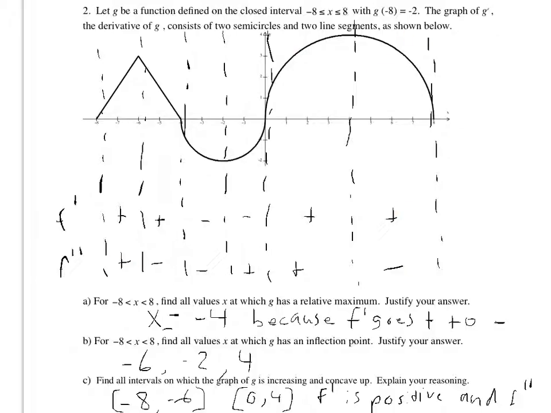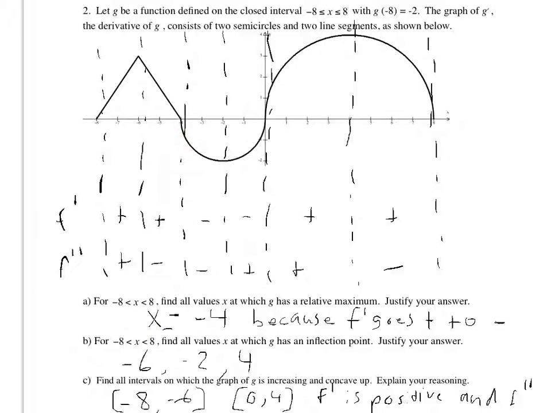This one, I looked at the slopes again: positive, negative, negative, positive, positive again, and then back down to negative as it curves down. So the first problem asks to find all the values of x at which g has a relative maximum. Basically, I'm looking at f prime to see where it goes from positive to negative. Throughout the whole graph, you can see it goes from positive to negative at -4. So x equals -4 is my answer.